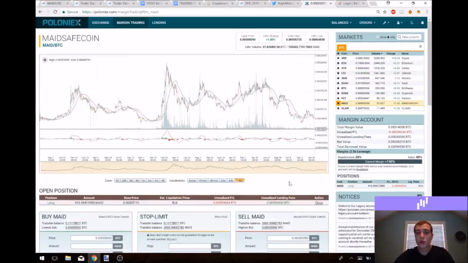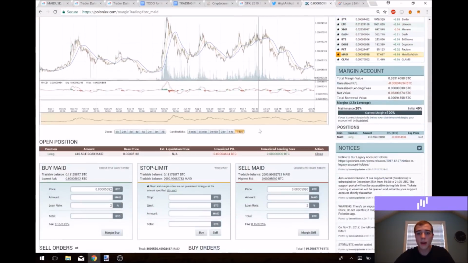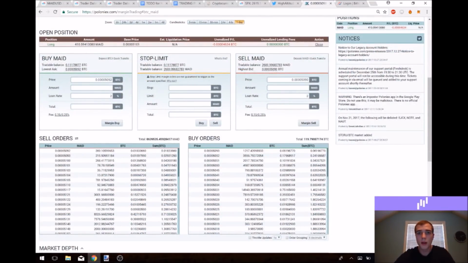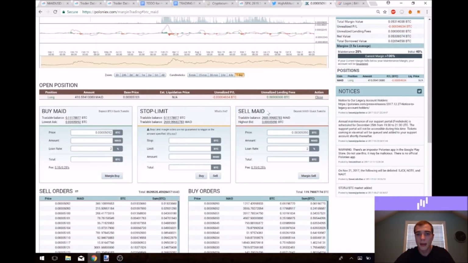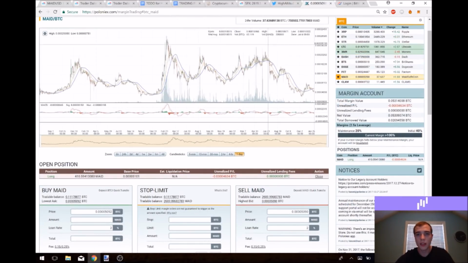If you wanted to short sell something, if you wanted to bet on it going down, you would use the same option here. You would just sell instead. And that would basically open a short position. See where this says long over here on the left? That would then say short, and you would profit off any dropping in the value of that coin.